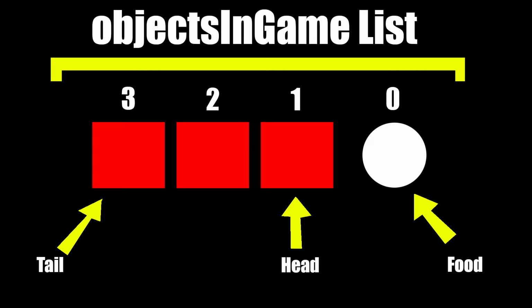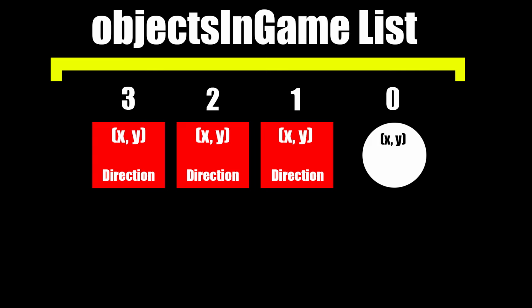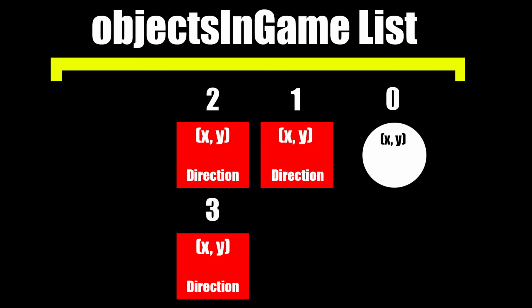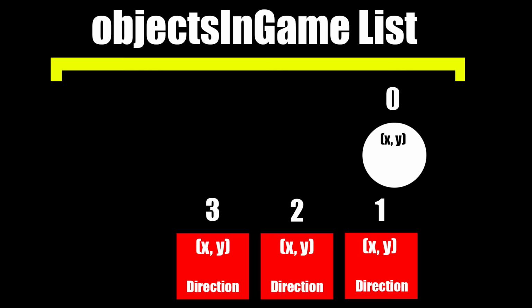Each object in the list has its own XY coordinate and direction. We'll start moving the snake from the tail. To do this, we will make object 3's coordinate and direction equal to that of object 2. Then we'll make object 2's XY coordinate and direction equal to that of object 1. Then we will move object 1, which is the head of the snake, based on what its current direction is.